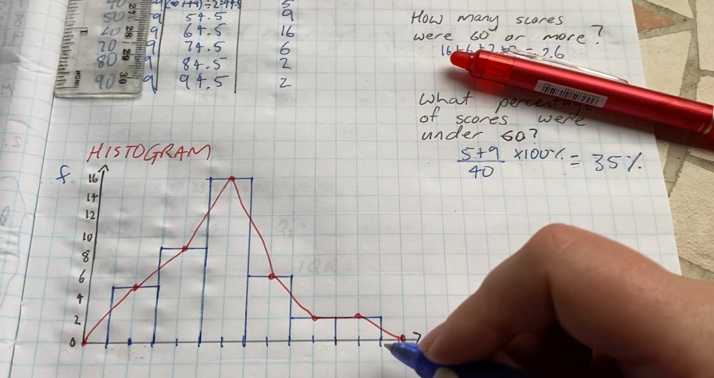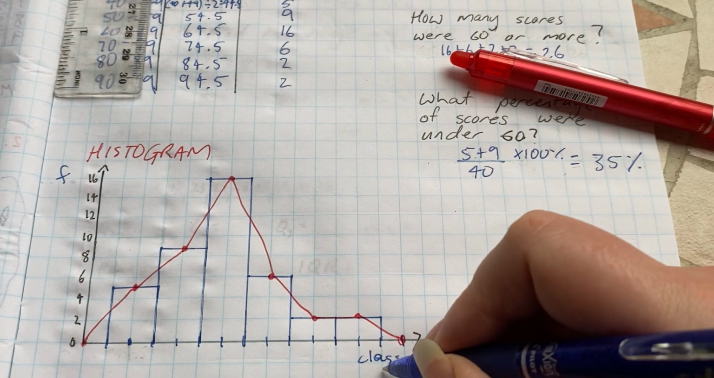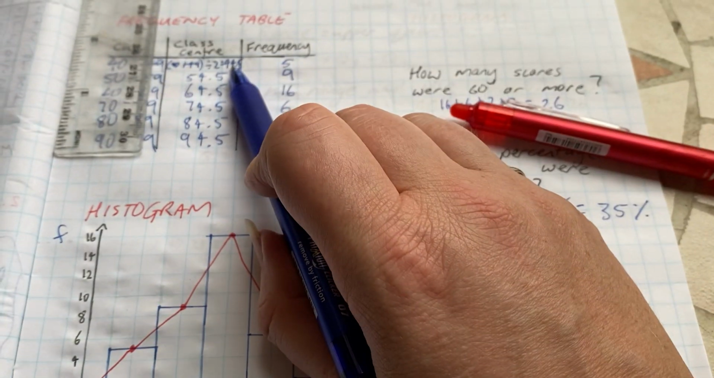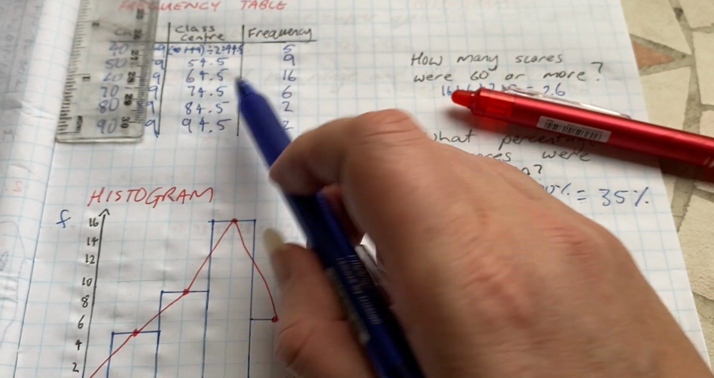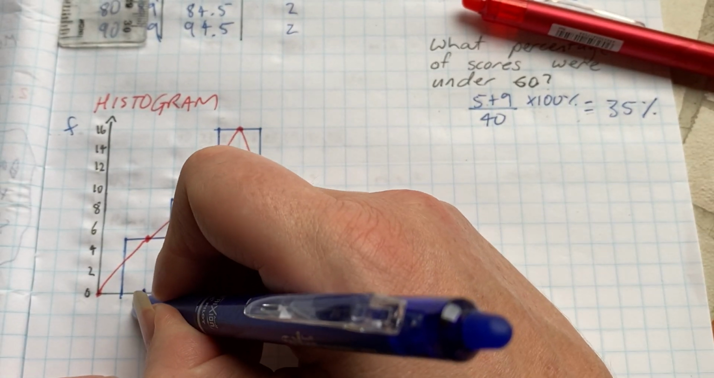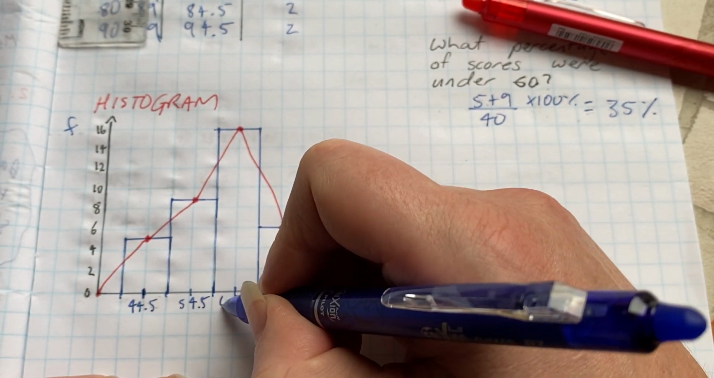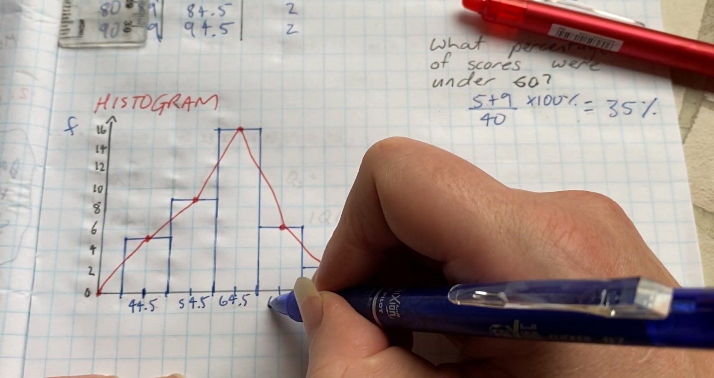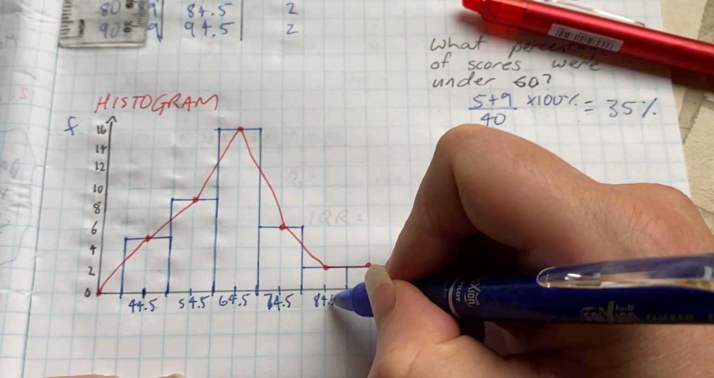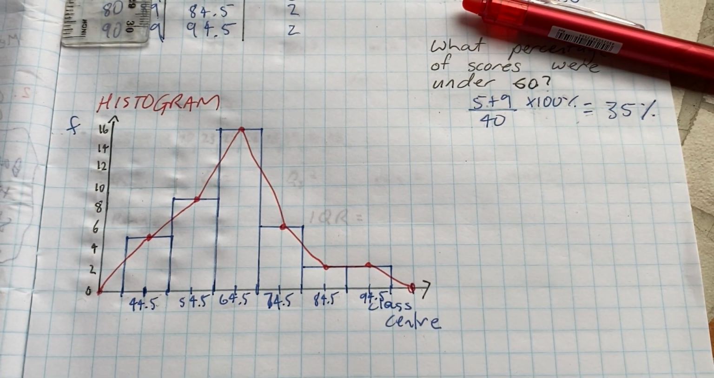Label your axes. So that is our class center that we're actually going to write on there. Class center. So our first class center was 44.5, 54.5, 64.5, like that. And I write those under that little mark there that I've marked. So 44.5, 54.5, 64.5, 74.5, 84.5, and 94.5. And that's our frequency histogram.